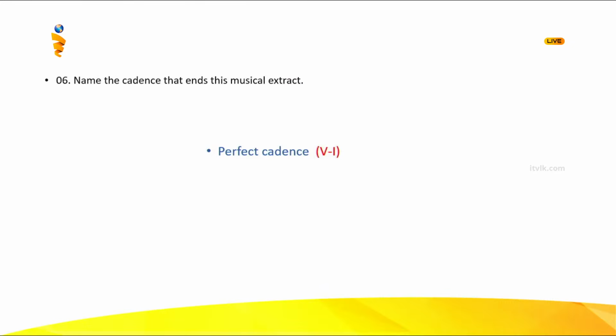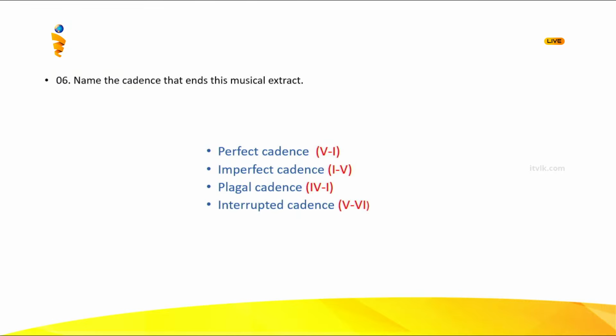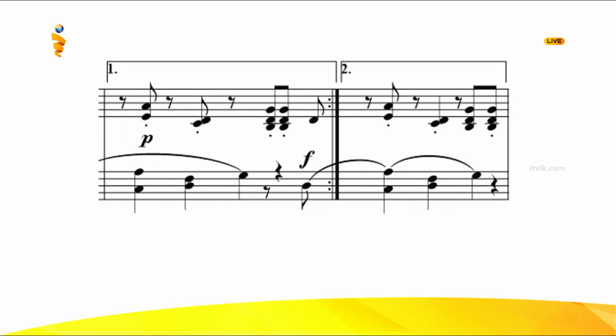Sixth one. Name the cadence that ends this musical extract. You have learned 4 cadences. Perfect cadence, 5 to 1. Imperfect cadence, 1 to 5. Plagal cadence, 4 to 1. And interrupted cadence, 5 to 6. Here is the last bar of the music extract. The first step is finding the key signature. Here, this is in G major.